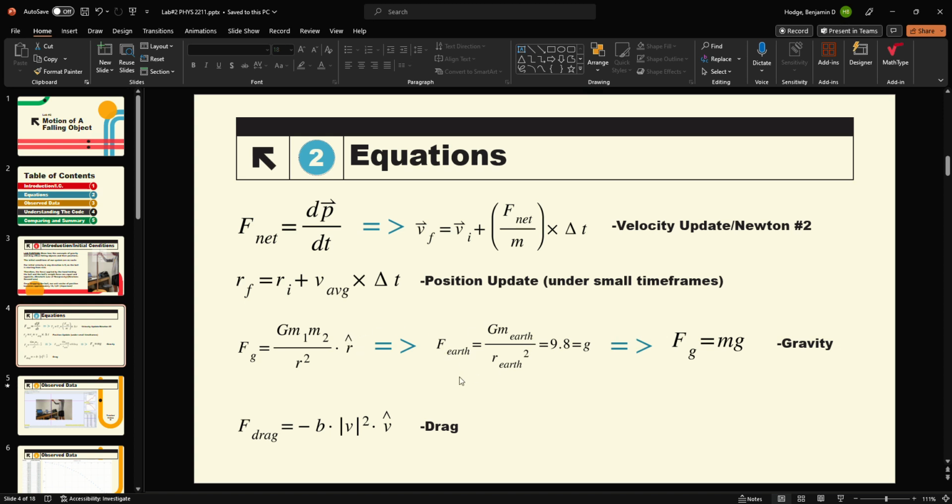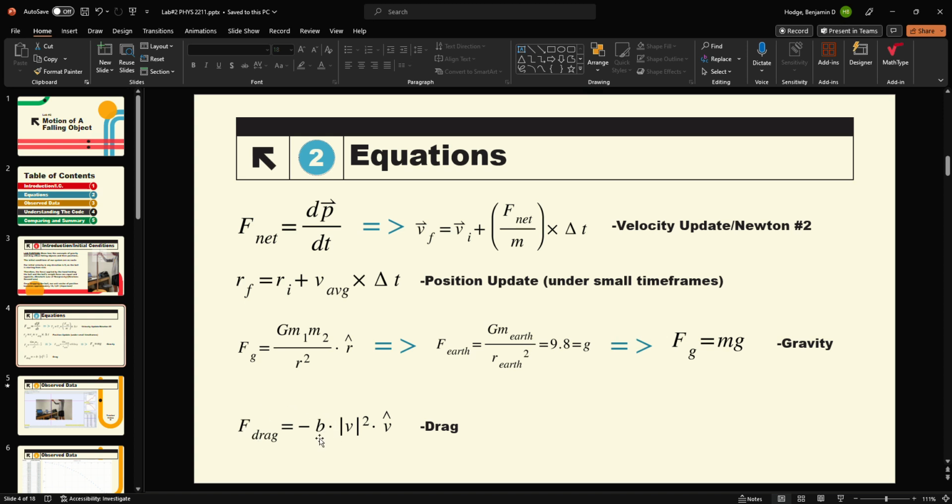However, on Earth, since our height above the radius is so negligible, we just end up calculating that the acceleration due to gravity is the gravitational constant times the mass of Earth over the radius of Earth squared, which is 9.8, which is g, which we're pretty familiar with. So we approximate our force of gravity to be equivalent to mg. Our force of drag is a little different.